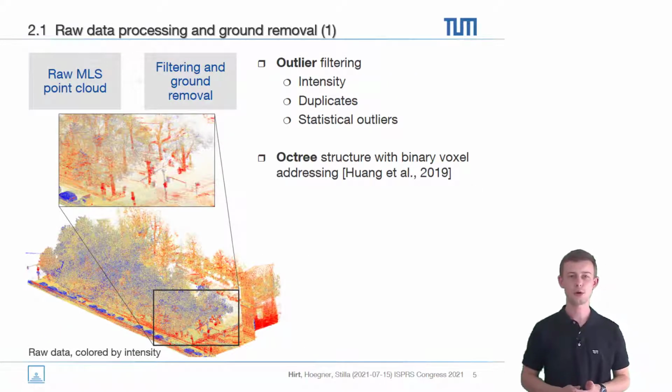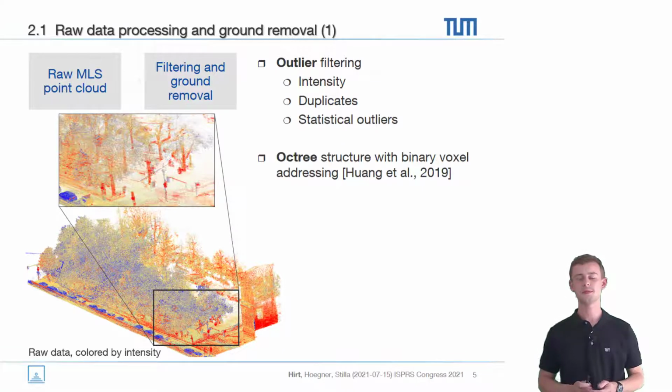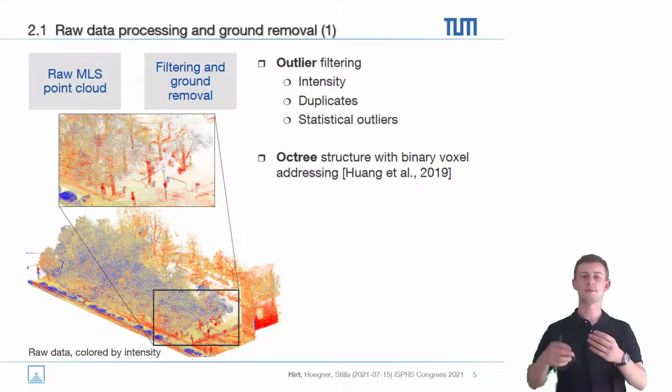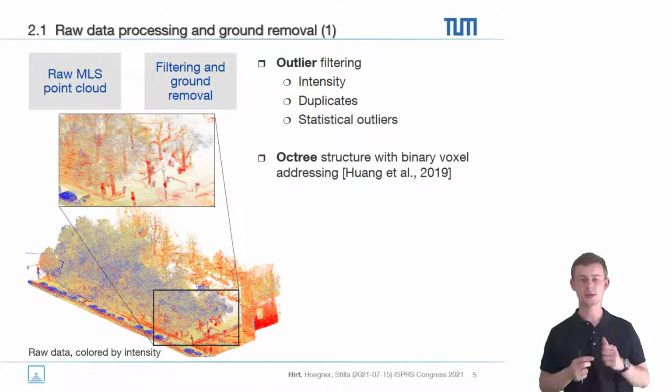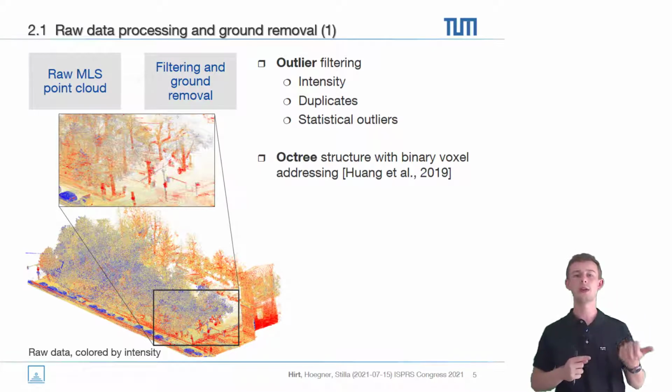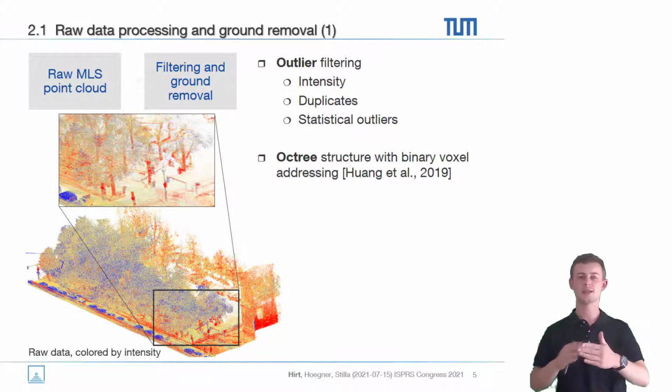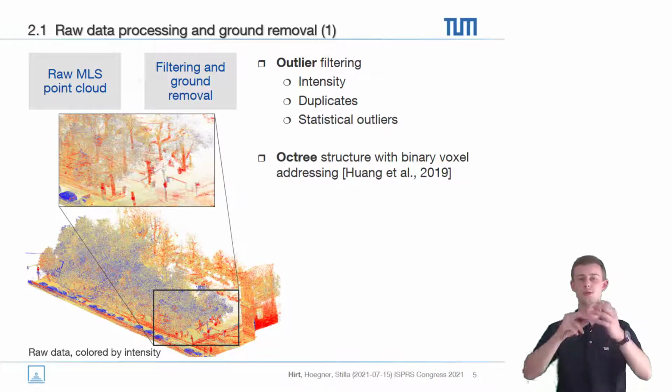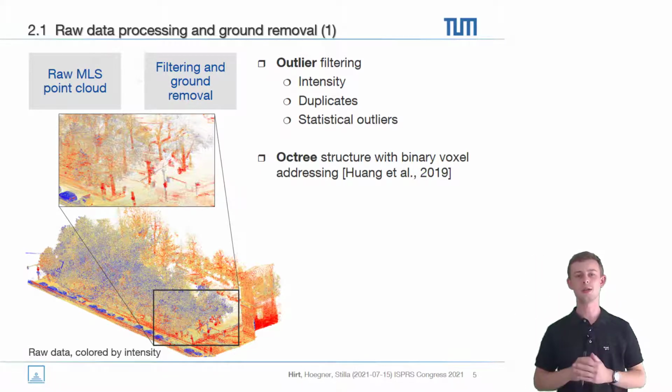Here we see an MLS point cloud, colored by intensity. The first step is to remove outliers. So sometimes if branches have moved or are too thin, the intensity is very low, so we filter by intensity. Then we might have duplicate points if we scanned some place twice or more. And of course there are statistical outliers that simply occur outside of some kind of point cloud that we would also like to remove. The basic data structure behind all that will be an octree in our case with an efficient binary addressing for easy and fast data capturing.